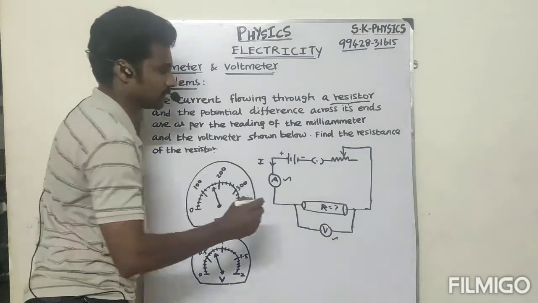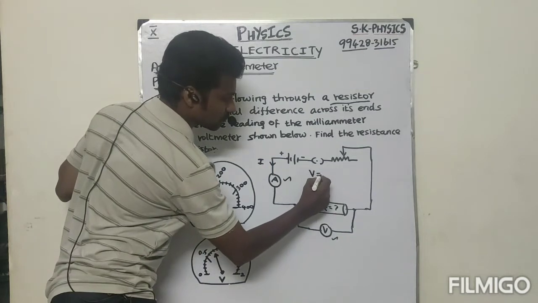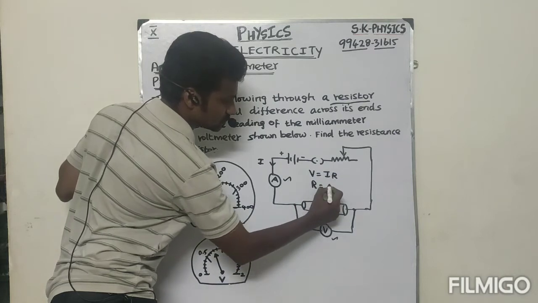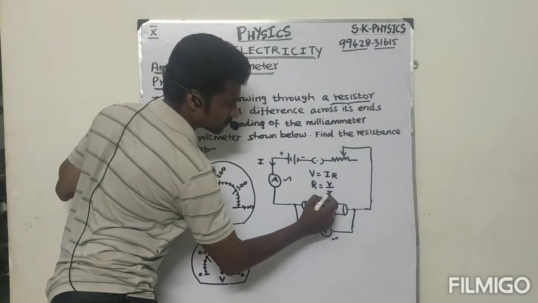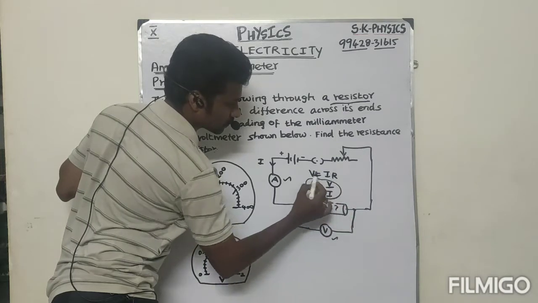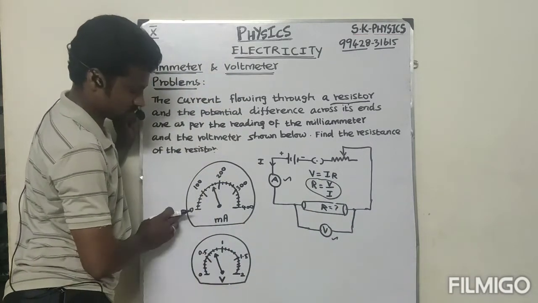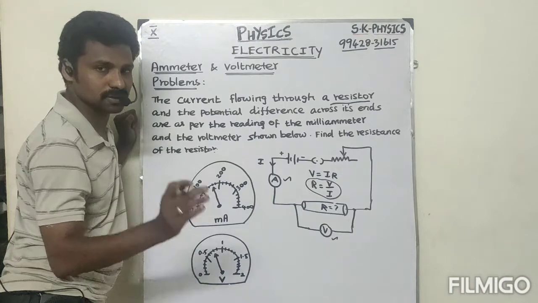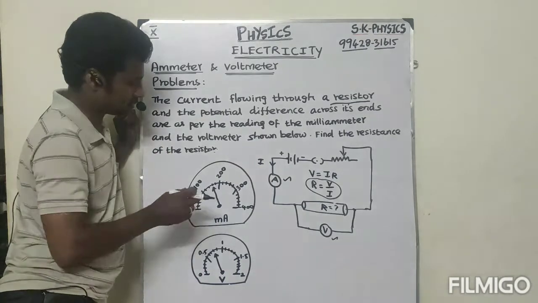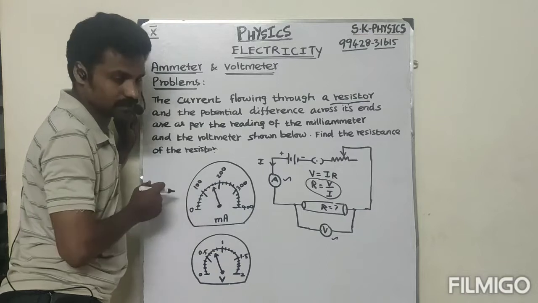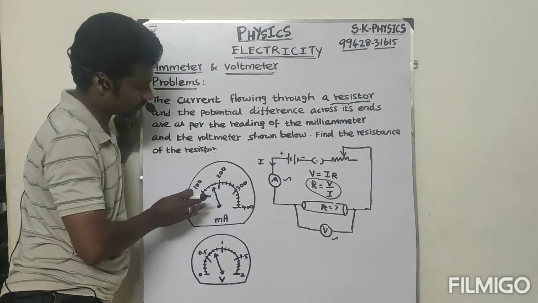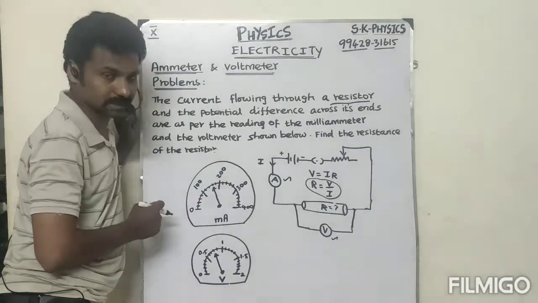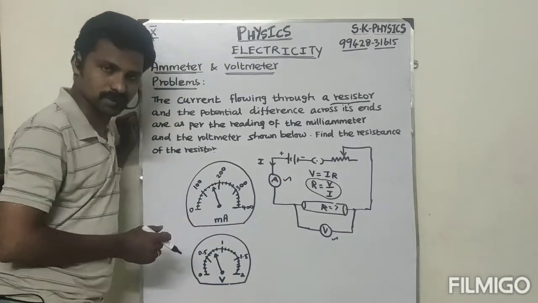We know by using Ohm's law, the formula V is equal to IR. Therefore resistance R is equal to V divided by I. So this is the formula. Voltage is there, current is there, we want to apply them in this equation. That's all, it is very simple. But here you should find the value of the ammeter reading as well as the voltmeter reading. Then only is it possible to apply.